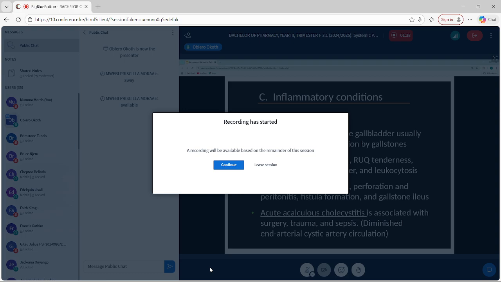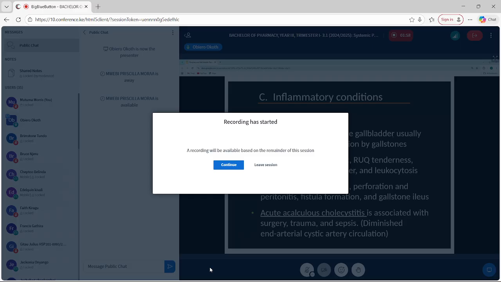Those are stones. We said stones are common. If there's one lesion you need to remember in the gallbladder, it is stones, gallstones. Those ones are common. The next lesion you need to remember in the gallbladder are the inflammatory lesions, and they are normally mainly just two: acute cholecystitis and chronic cholecystitis.